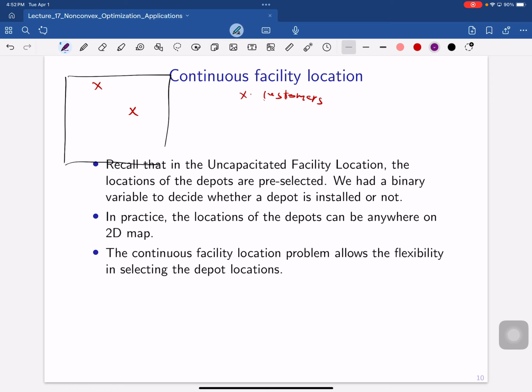In the incapacitated facility location problem, the locations of the depots are pre-selected. So let's say these are the depots, and you can select any of these 3 depots. I'll give you the location of these depots. There is some binary variable associated with whether building the depot or not. In the continuous facility location problem, I do not specify the location of the depot. You can build depots at any coordinates in this area. That's why we call it continuous facility location, because the coordinates are continuous variables.